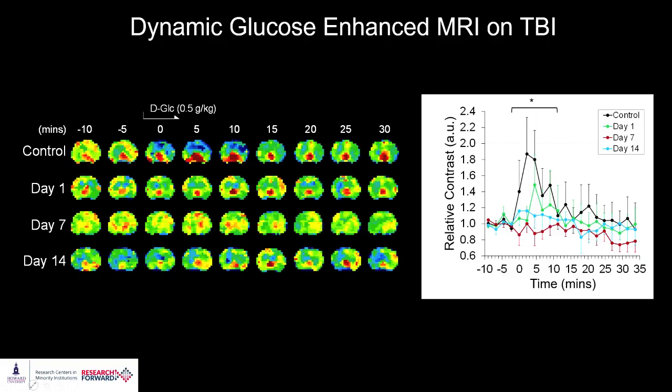Then we generated experimental TBI in 5 rats and performed this dynamic glucose imaging of the brain. The result shows a very different profile of glucose utilization between the control brains and the TBI brain at different time points. In a normal brain, we saw a high uptake of injected glucose in the thalamus, but after TBI, the brain was less responsive to the glucose injection.